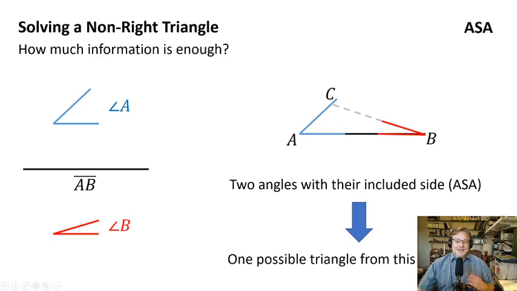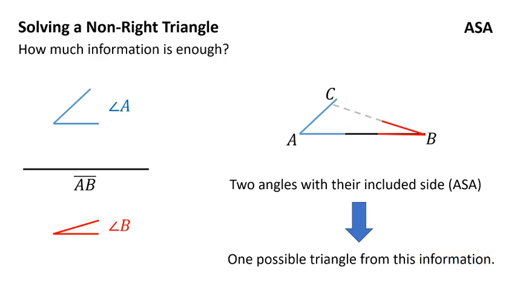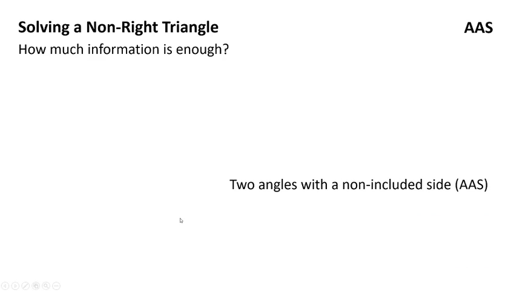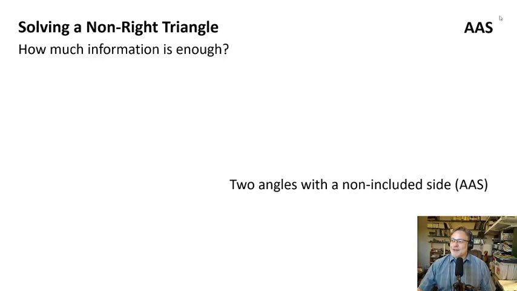So we get one possible triangle from this information. Let's take a look at the case in which we have two angles and another side, but the side is not in between those two angles. It's in a different location on the triangle, a non-included side, as we say.